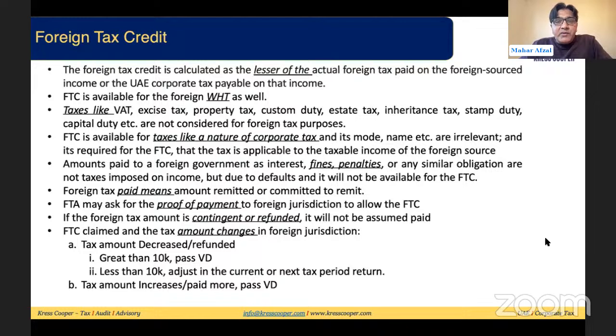You will be required to give proof of payment to the FTA to claim the foreign tax credit. This proof of payment can be payment remitted to the FTA. A second possibility is payment remitted to the foreign tax jurisdiction, or a commitment to make the payment to the foreign tax jurisdiction, which will be considered as paid.